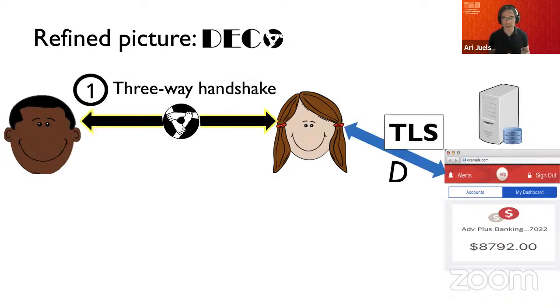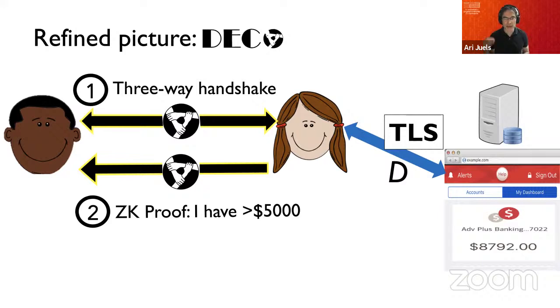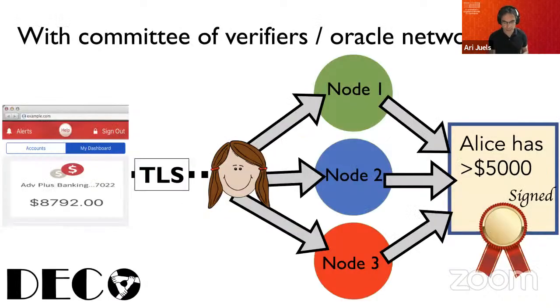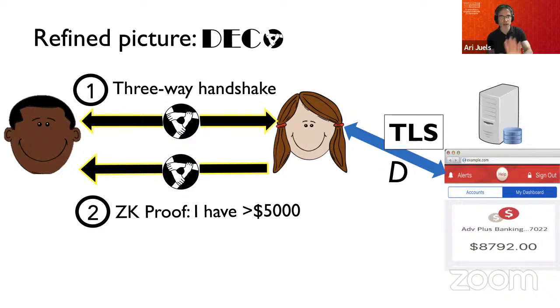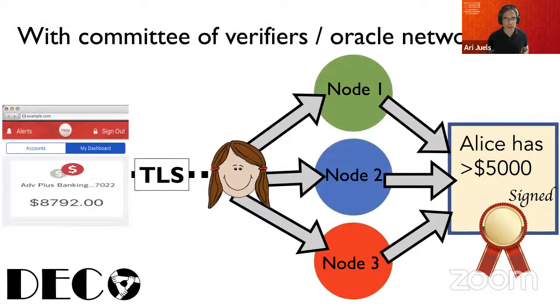Alice and Bob now engage in a three-party handshake when Alice sets up a session with the bank. And when she receives data from the bank now, she can send a zero-knowledge proof to Bob about facts regarding the data she's received. That's in the case where Alice is just trying to prove something to a single verifier, Bob.